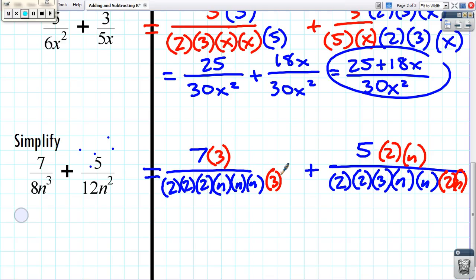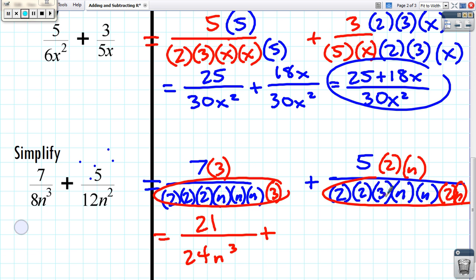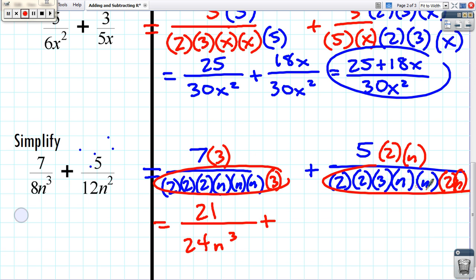So now, putting all this back together, my common denominator is 2 times 2 times 2, which is 8, times 3, which is 24. n times n times n is n to the third. Under, I should say, 21. Over here, this should be the same. 2 times 2 times 3 times 2 is 24. n times n times n is n to the third.